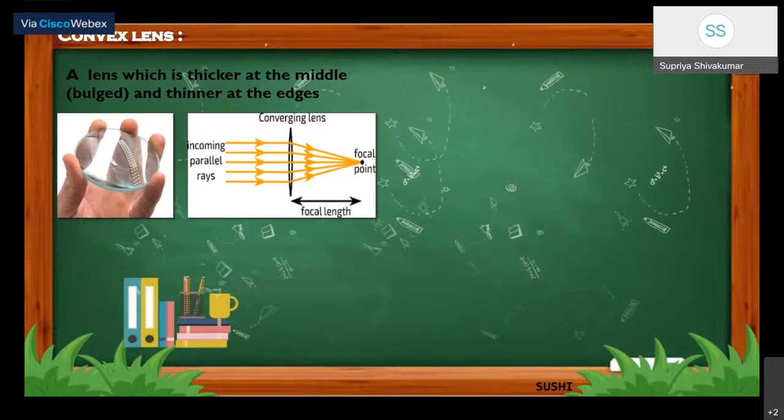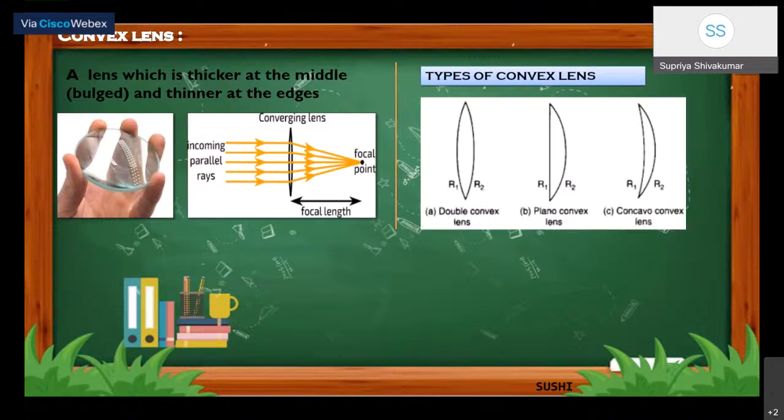Okay, next. So convex lens has types. The types of convex lenses I have given in the previous slide, only the diagrams I have put. Double convex means both sides are spherical. Plano convex means one side will be plane and the other side will be spherical in shape. Concavo convex means a combination of both the lenses. So you can just go through the diagrams here.